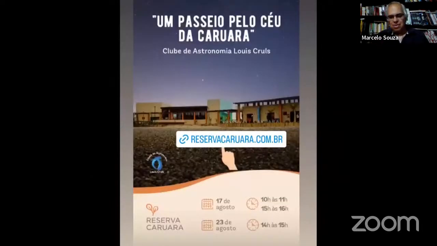We also have a partnership with a protected area, a protected forest near the ocean, and we organize events there. We organized one this week, August 17th, and also have an event next week for the students there.